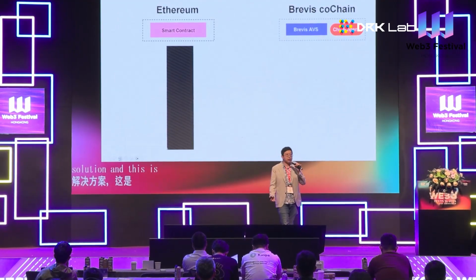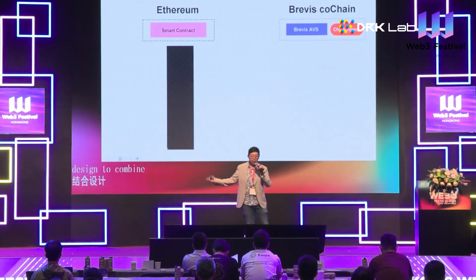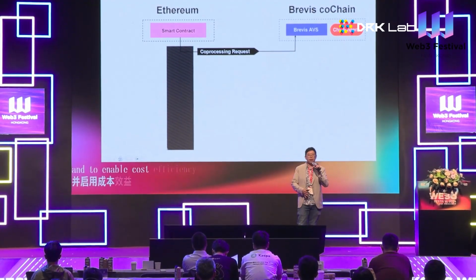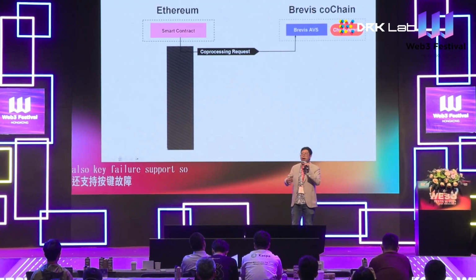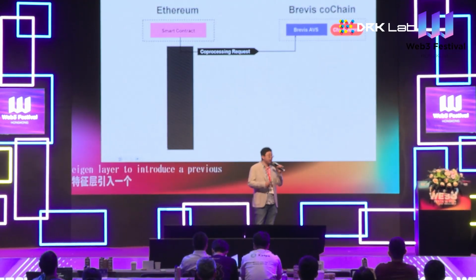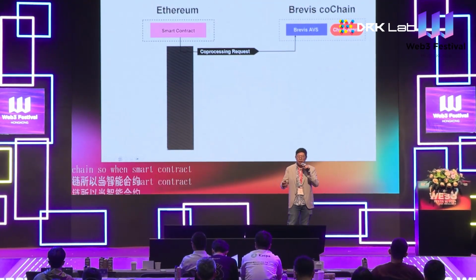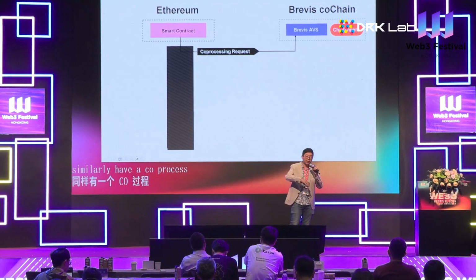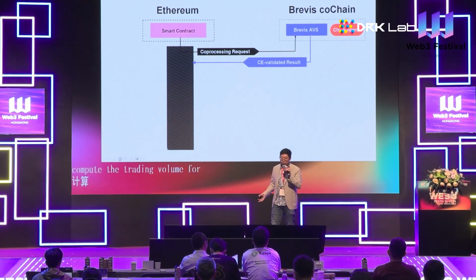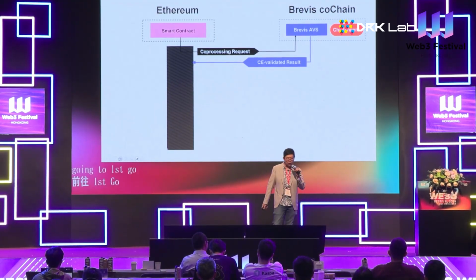So the idea here is that we are working with EigenLayer to introduce a Brevis AVS, which is called Brevis Co-Chain. So when a smart contract has a co-processing request saying, okay, how about you compute the trading volume for this user for last month? The request is going to first go to the Brevis AVS, and the node operators in the AVS will collectively generate the processing result first, and propose a crypto-economically validated and secure result on the blockchain first.